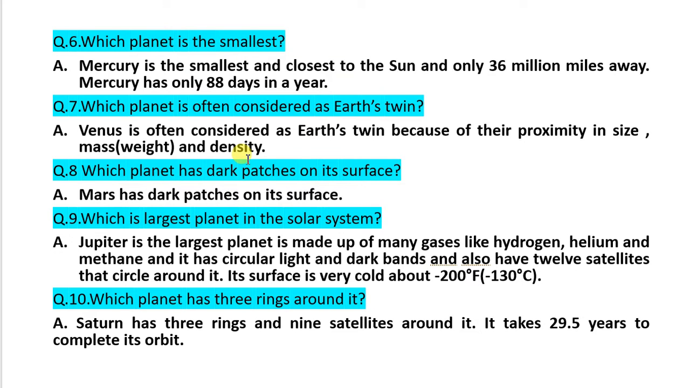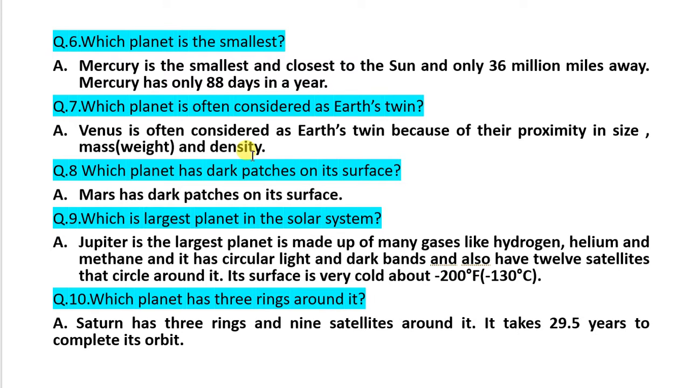Now next question, ninth question: which is the largest planet in the solar system? Answer: Jupiter is the largest planet. It is made up of many gases like hydrogen, helium and methane, and it has circular light and dark bands and also has 12 satellites that circle around it. Its surface is very cold, about minus 130 degrees Celsius.